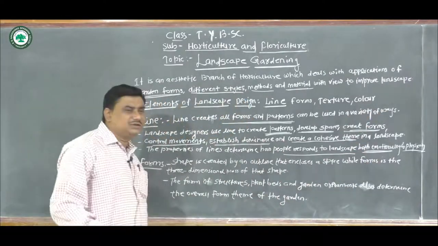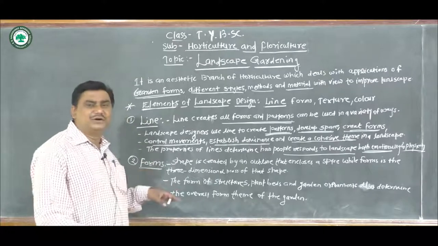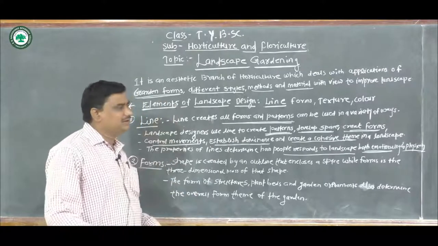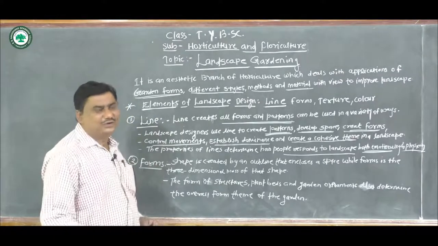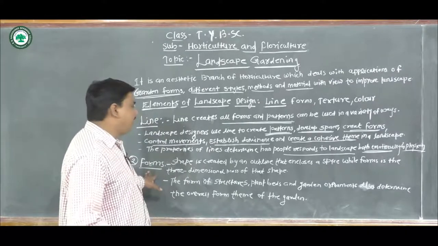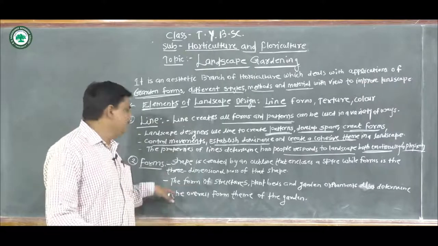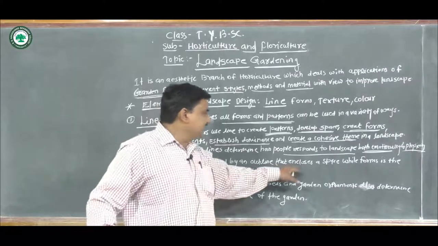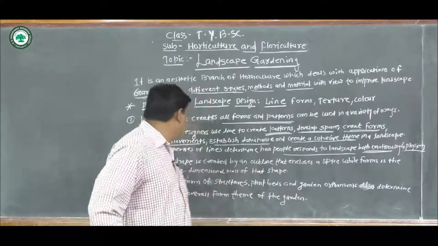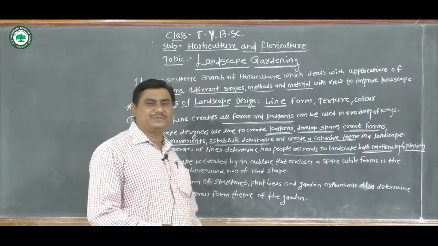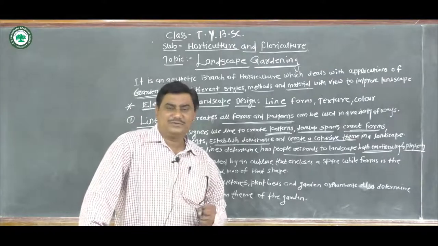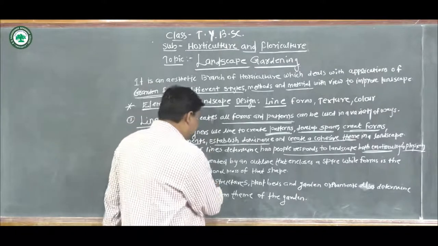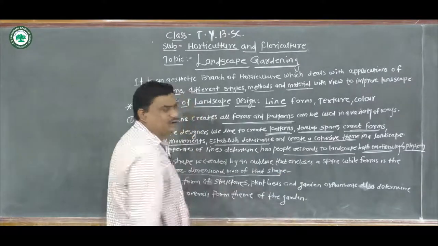Then the second thing is the particular forms. In case of the elements, or what we call visual qualities, there are forms. Shape is created by an outline that encloses a space, while form is the three-dimensional mass of shape. What is form? The form is the three-dimensional mass of that particular shape.